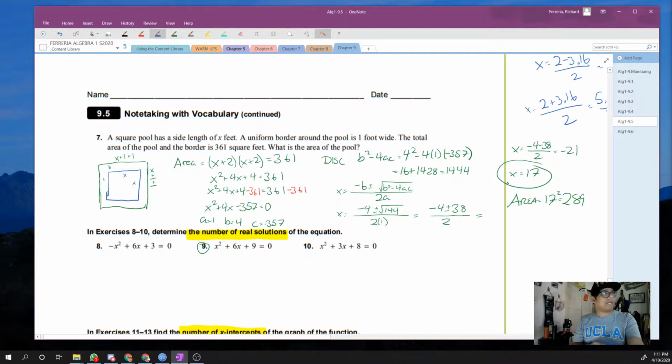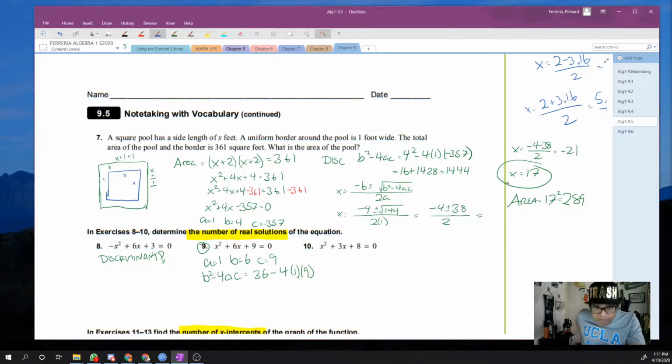So question 9. The discriminant is, well, first of all, a, b, and c: 1, 6, and 9. The discriminant is b squared minus 4ac, which is 36 minus 4 times 1 times 9. Notice that in my math, I already knew that 6 squared was 36, so I just wrote it down there. Certainly that's taking a little bit of a shortcut, and I would only encourage you to do that if you are rock solid on your math.